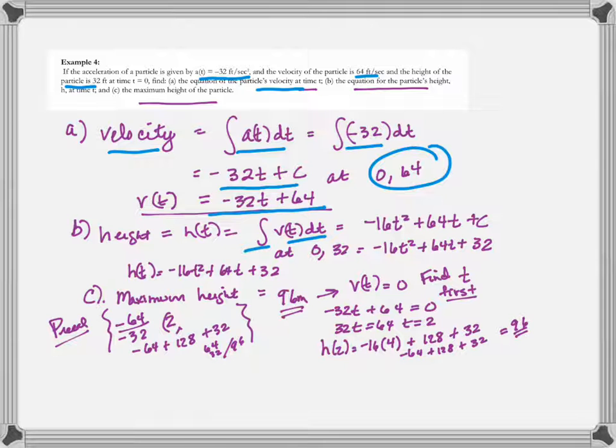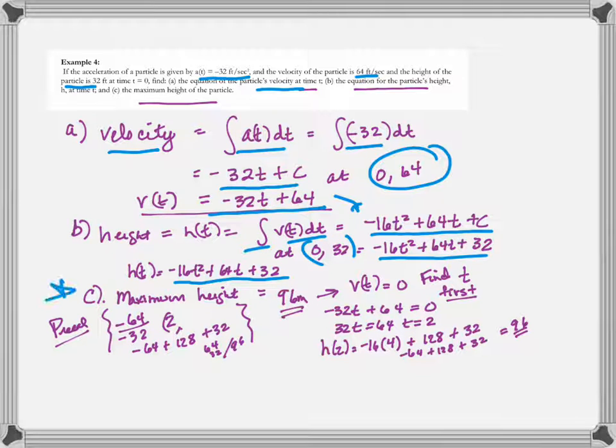So you would take the integral of this, and you get negative 16t squared plus 64t plus c. Use 0, 32, the second initial condition given, and you get this. There's h of t: negative 16t squared plus 64t plus 32.